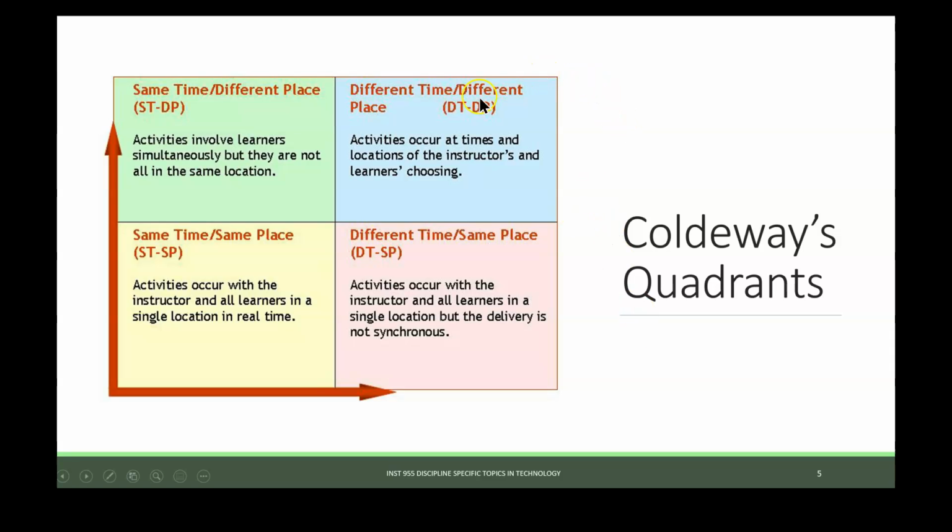And then finally, in the upper right-hand corner, we have different time, different place. This is the type of online learning that we're used to, and we call it distance learning. So you have your Canvas learning platform, and you can access it from your phone, from your computer, and you can do your activities whenever it's convenient for you.